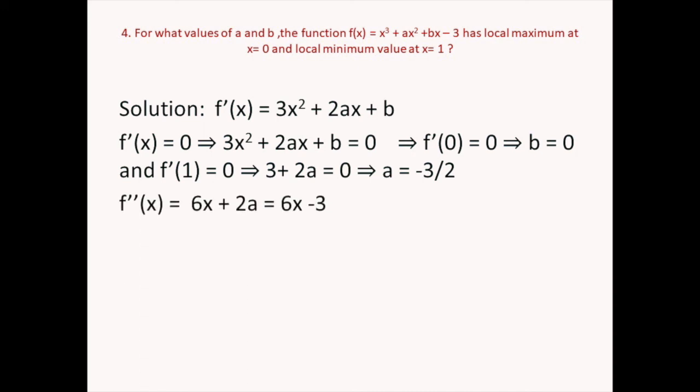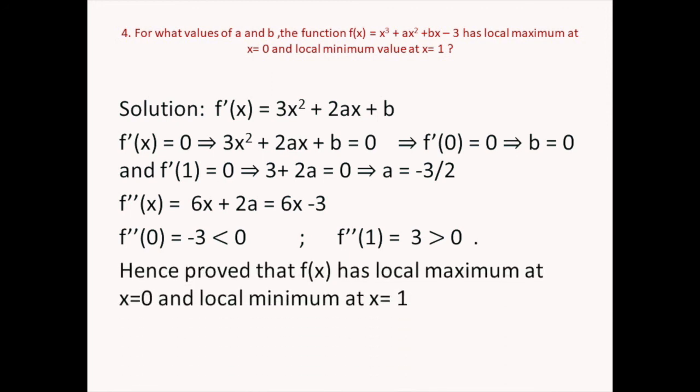But now I have to prove whether they are really maxima and minima or not. So therefore I have to calculate my f double dash x, which I do and I get the answer as 6x plus 2a, and when I substitute the value of a as minus 3 by 2, I get f double dash x as 6x minus 3. Now again, checking it at those 2 points which I have already defined, f double dash 0 comes out to be minus 3, which is less than 0, that's negative. Similarly, f double dash 1 comes out to be 3, which is greater than 0.